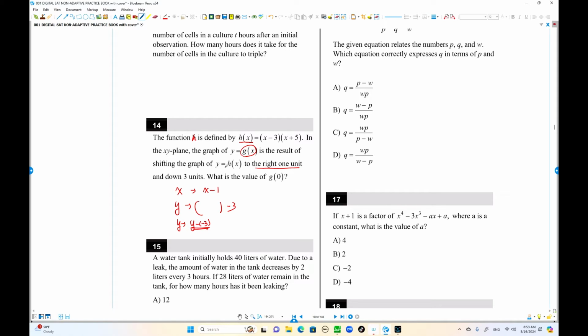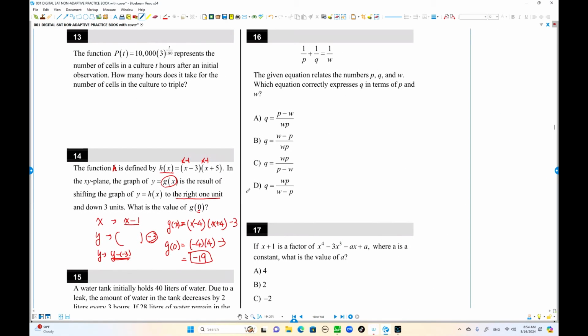But it doesn't matter. So, g of x, replace with this first. x minus 1 minus 4 is x minus 4. x minus 1 plus 5 is what? x plus 4. But minus 3, that is what? 3 units down. Now put in x equals 0. g of 0 equals negative 4 times positive 4, and minus 3. Negative 16 minus 3 is negative 19, that is the answer, okay? Here is number 16.